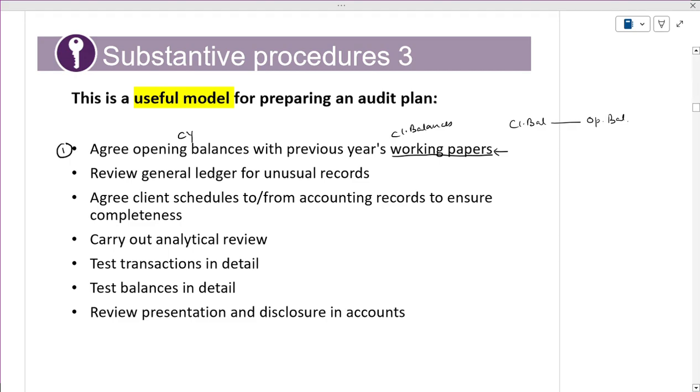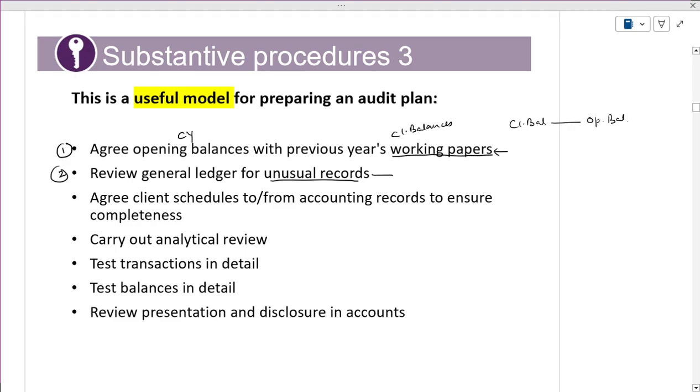Put the numbers. Review general ledger for unusual records. In the question answer sessions, this will be a little bit different also. It will be more or less the same, but some more additions, some new perspectives will be there. Now, review general ledger for unusual records.